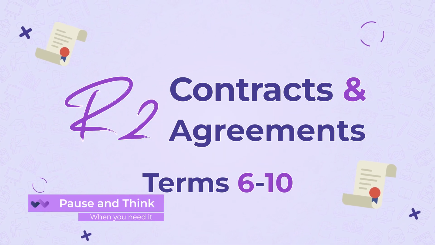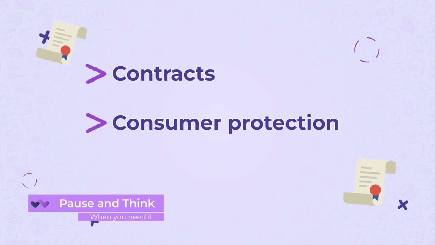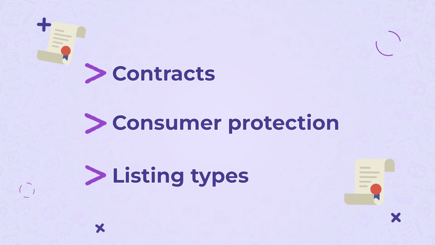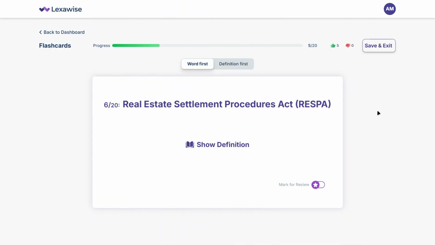Contracts and agreements. Next round covers contracts, consumer protection, and listing types. These are heavily tested. Pay close attention. Term 6, RESPA, Real Estate Settlement Procedures Act. This is a federal law. Do you know what RESPA does?